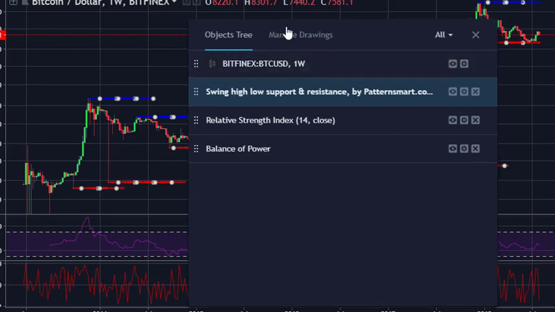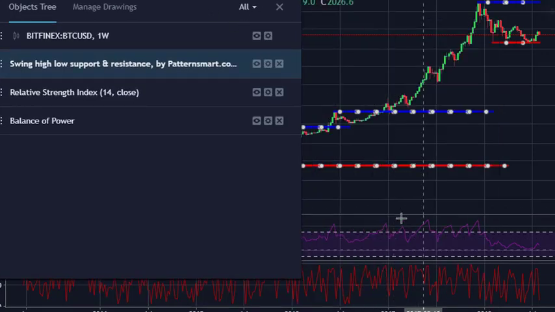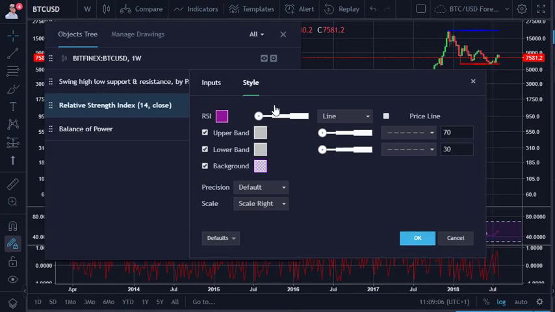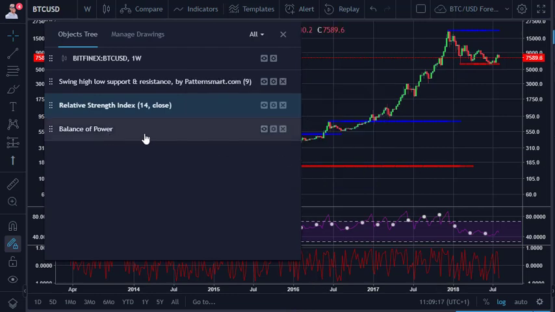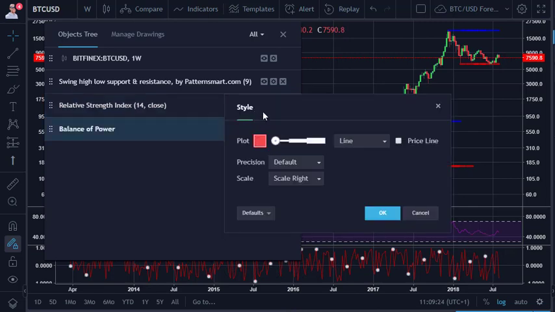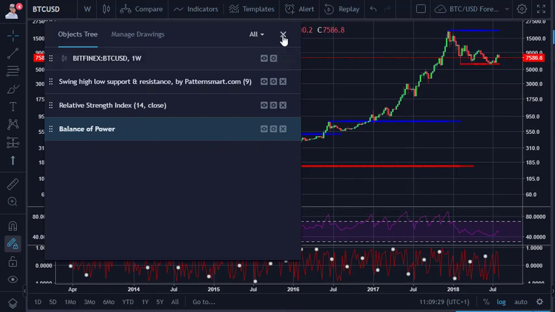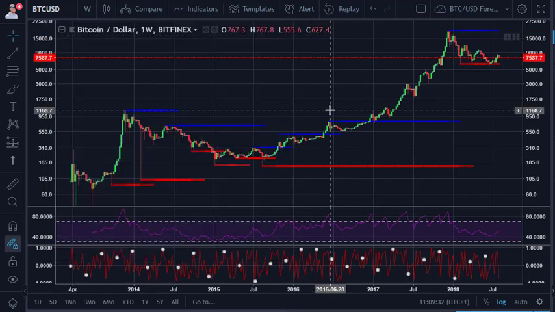Then underneath there, if I move that out of the way, this one here is called the Relative Strength Index. The settings that I've got for this one are length 14 and source is close. They are just the default settings again. And on the bottom chart, the red lines are the balance of power, again with the default settings. You can't really change the settings too much on that one anyway. So I'll tell you how to use those as we go through the different strategies.